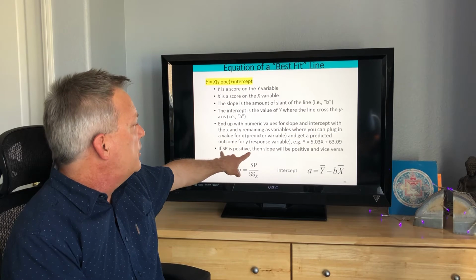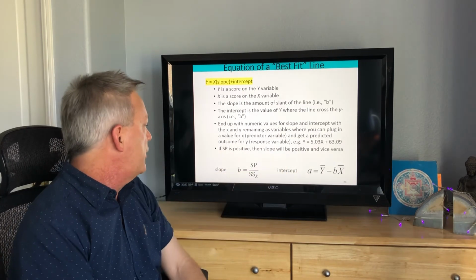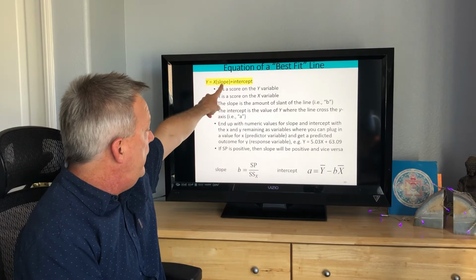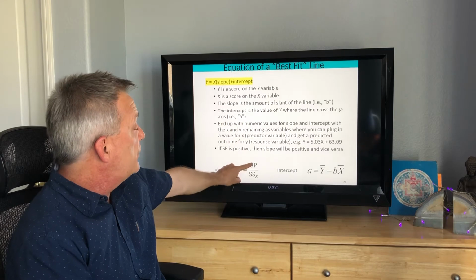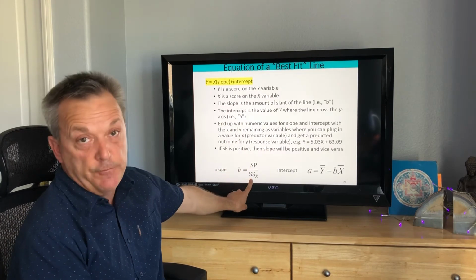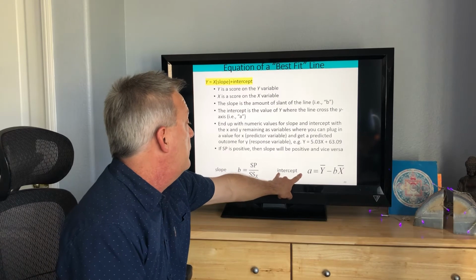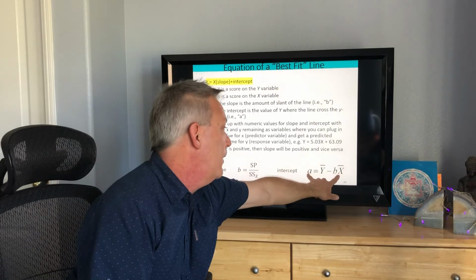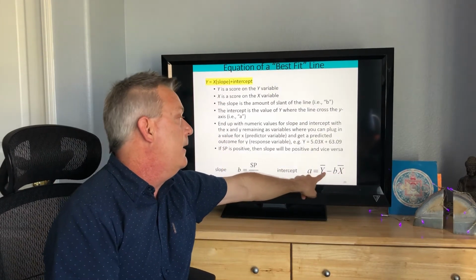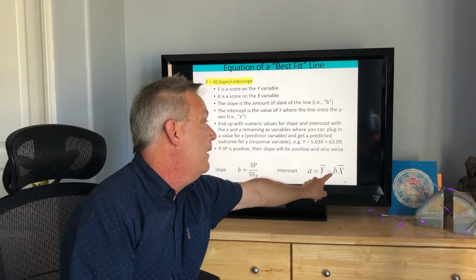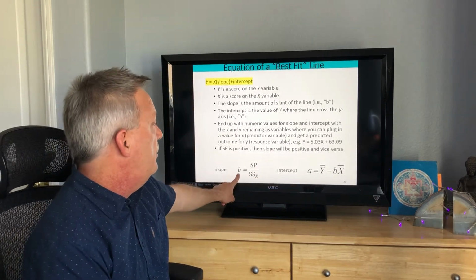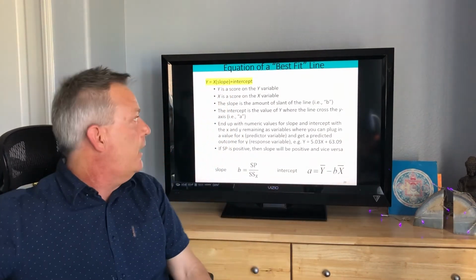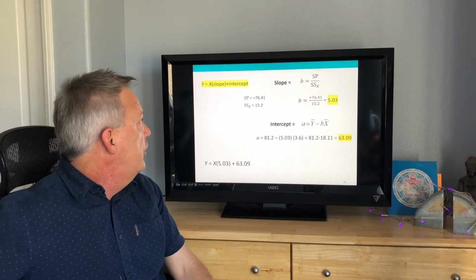If the sum of products is positive again, then the slope will be positive and vice versa. The formula for the slope right here, b, remember, is the sum of products over the sum of squares for x. And the formula for the intercept right here, that you'll plug in, that we'll solve for, and they call it a, is the mean of y minus the slope, so we solve the slope and then plug it in here, times the mean of x. Okay? So let's go into it.